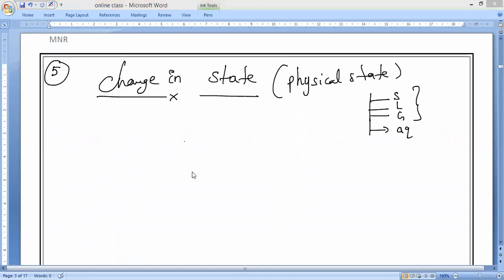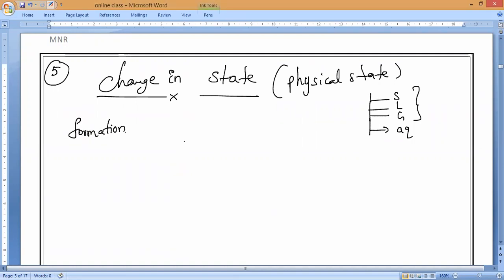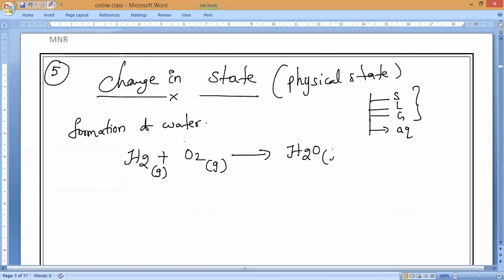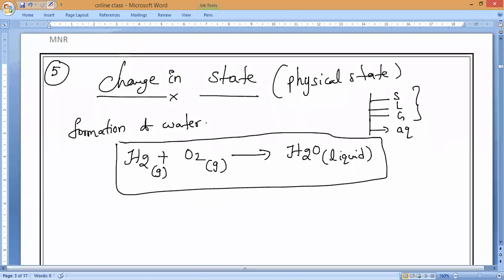Now let us take the best example, formation of water. Tell me the reaction, I won't say. Formation of water, let me see who will say. Please respond. Hydrogen plus oxygen. Hydrogen is a gas, oxygen is also a gas, which will give you water, H2O. Water is a liquid. Liquid state. You understand? So change in state takes place or not? Yes, that is what I want to say. So this is one example.